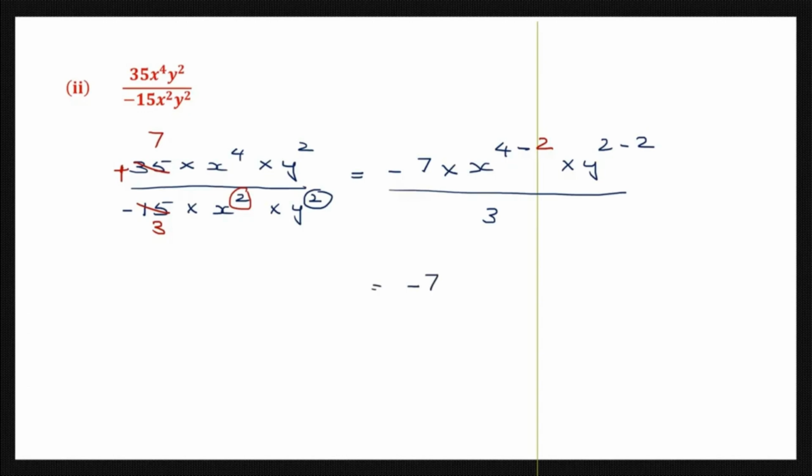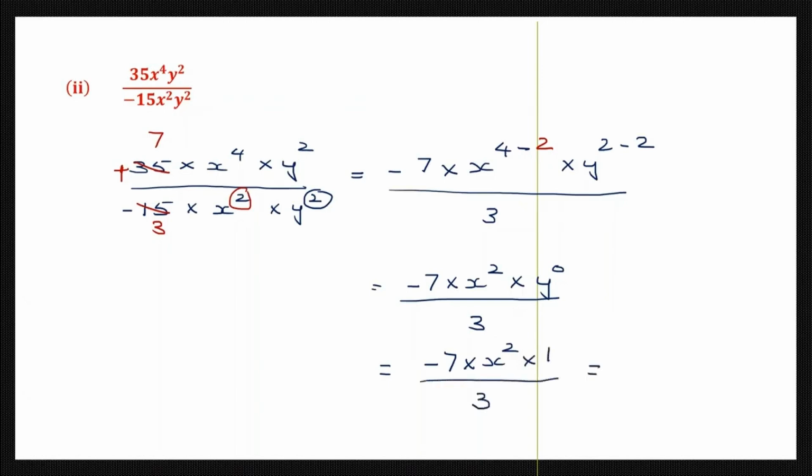Minus 7 into x to the power of 4 minus 2 is 2 into y to the power of 2 minus 2 is 0 by 3. So this will be minus 7 into x square into 1, because y to the power of 0 will be equal to 1 by 3. So we get minus 7 x square by 3. So that is our final answer, minus 7 x square by 3.